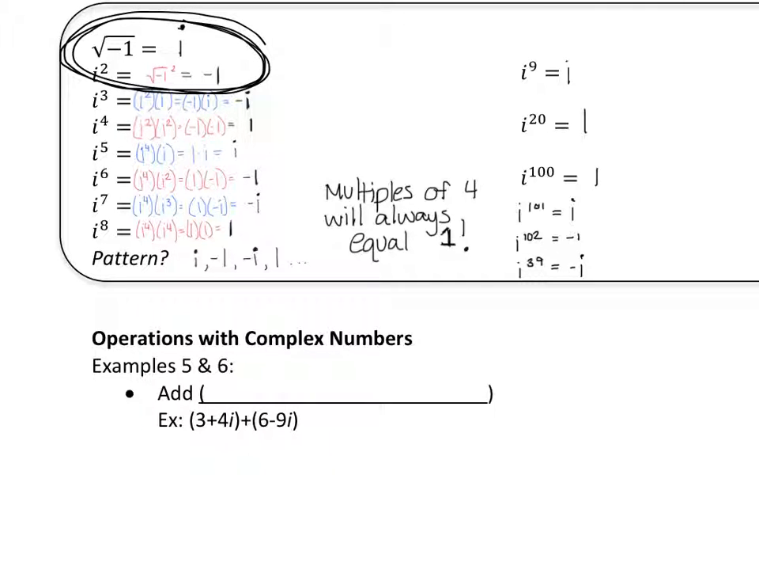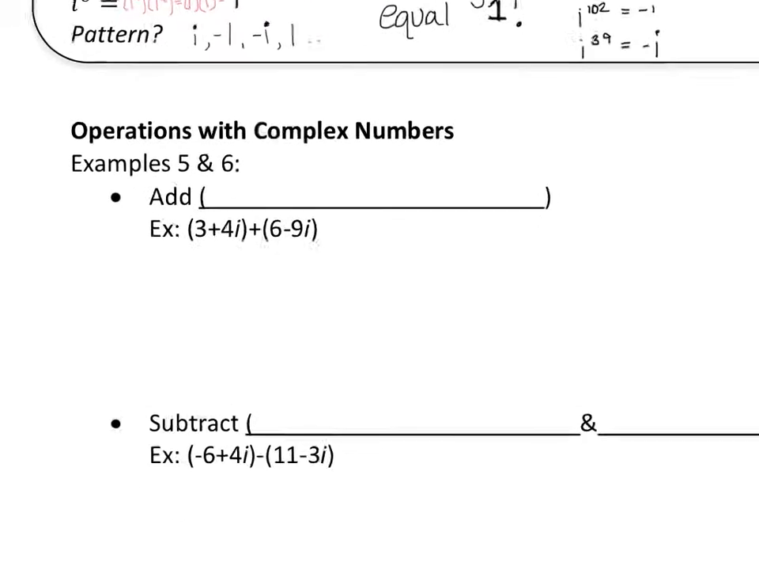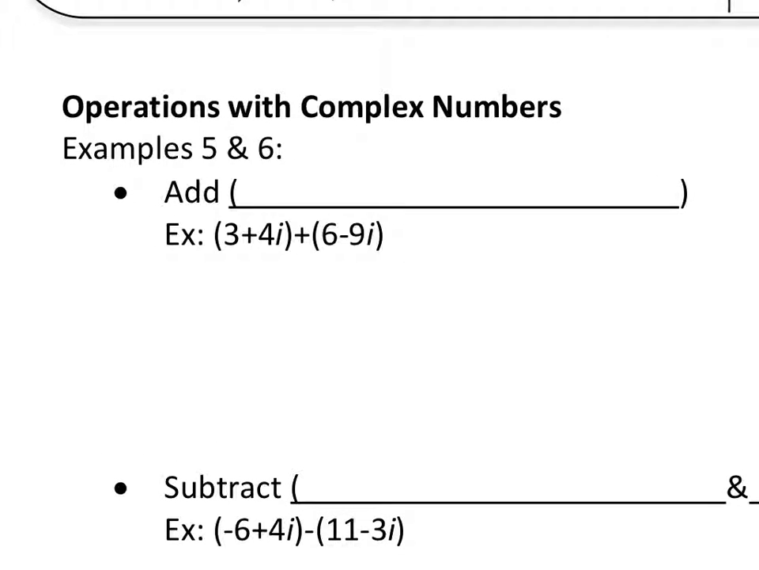So what we're doing today, yesterday was just simplifying. Today is actually going to be adding, subtracting, multiplying, and solving with complex numbers. Those are the numbers that have the i's. So first we will be adding. And to add, it's pretty simple. You just have to combine like terms.